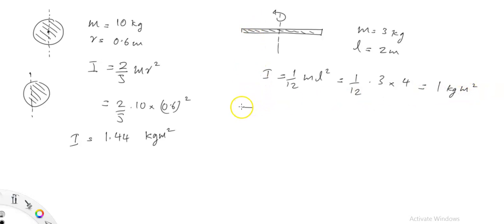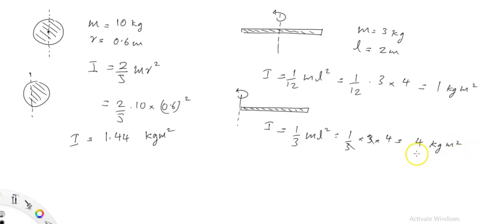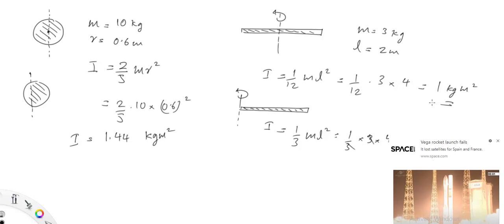If you rotate the same thing around an axis along the edge, it's going to be a different number. So that will be 1/3 ml squared. 1/3 times 3 times L squared is 4. So this will be 4 kilogram meter squared. Okay, so this is how you find the moment of inertia, rotational inertia, the mass equivalent of an object. Okay, so that's done. Let's see what we have next.